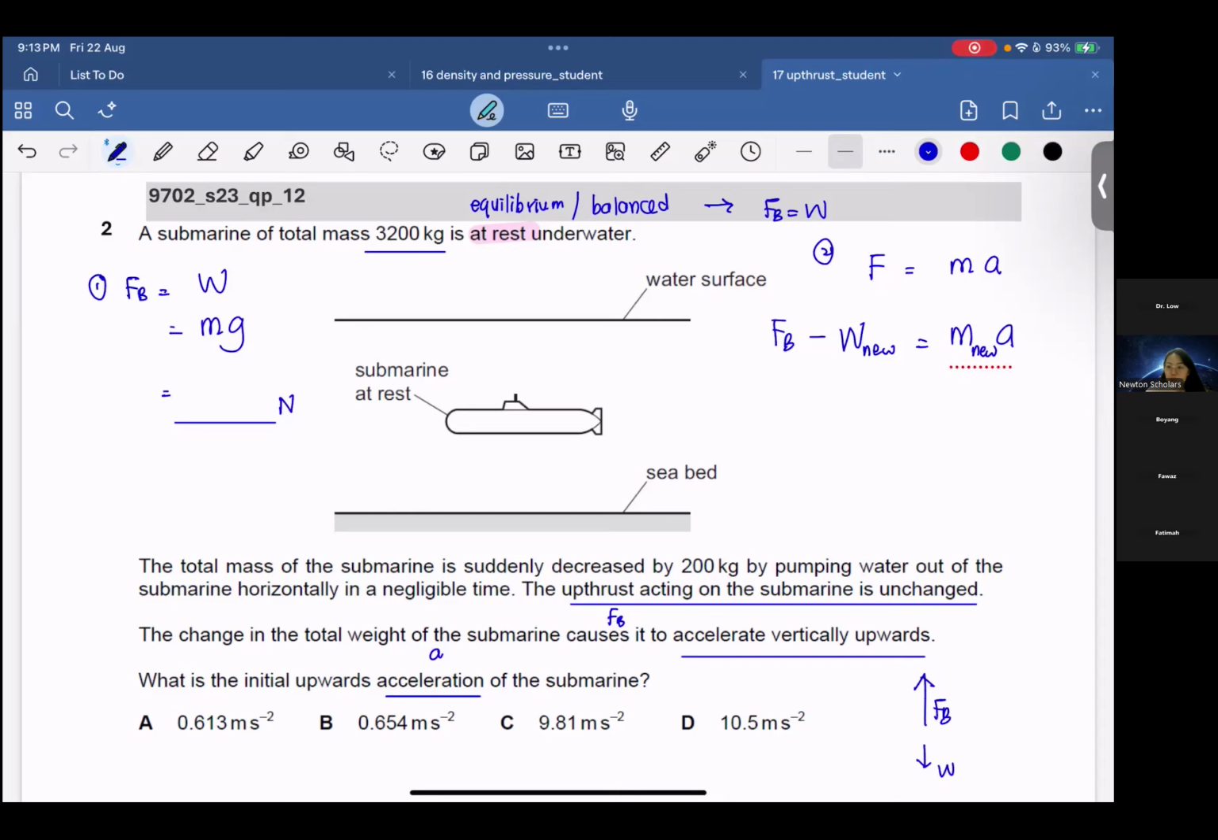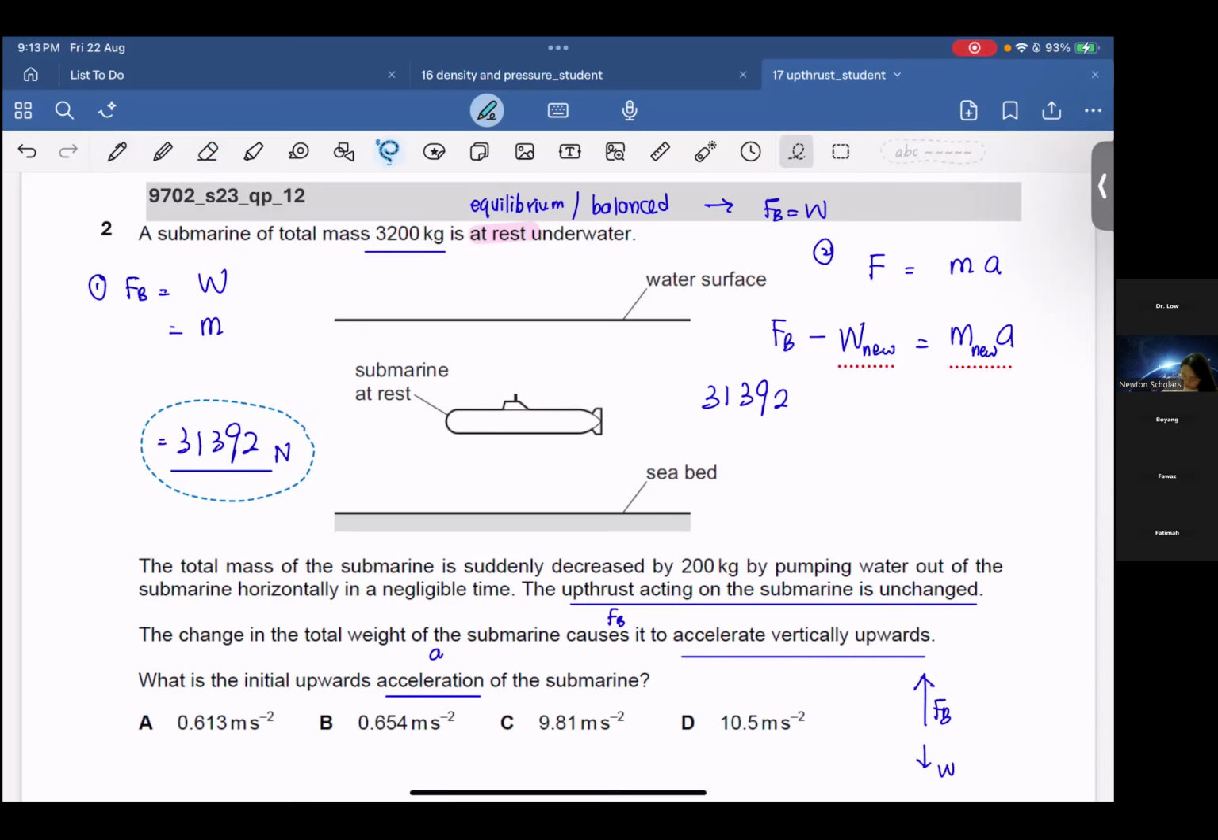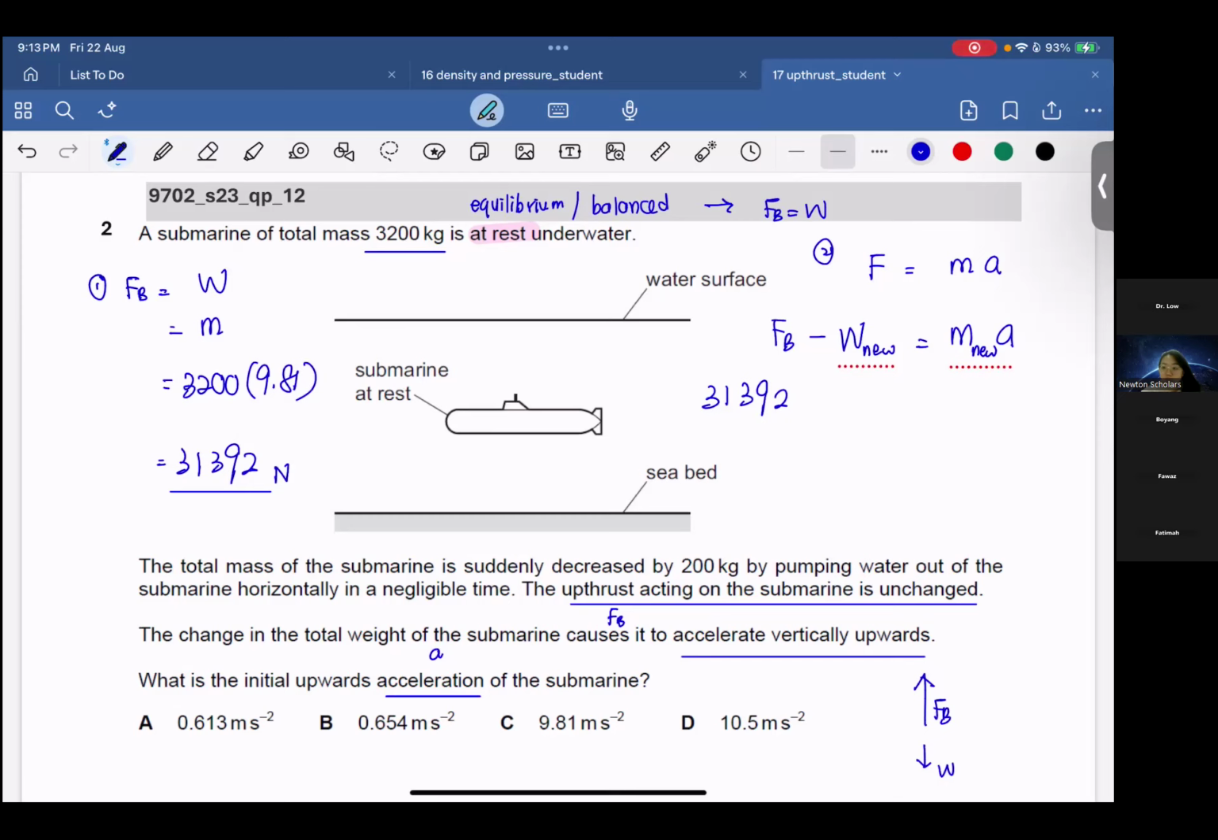Fawal correct. Good job. Fatima, no. Can try again. Manjo, no. Can try again. Buoyant force is 31392. This is my buoyant force. Kai Qian correct.